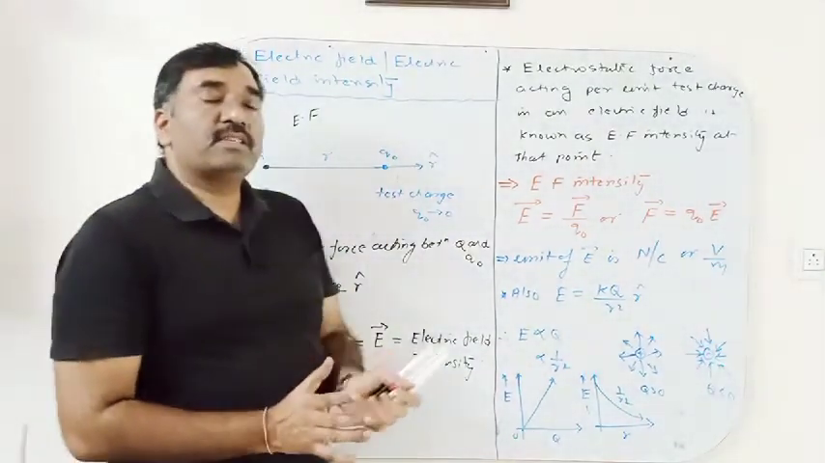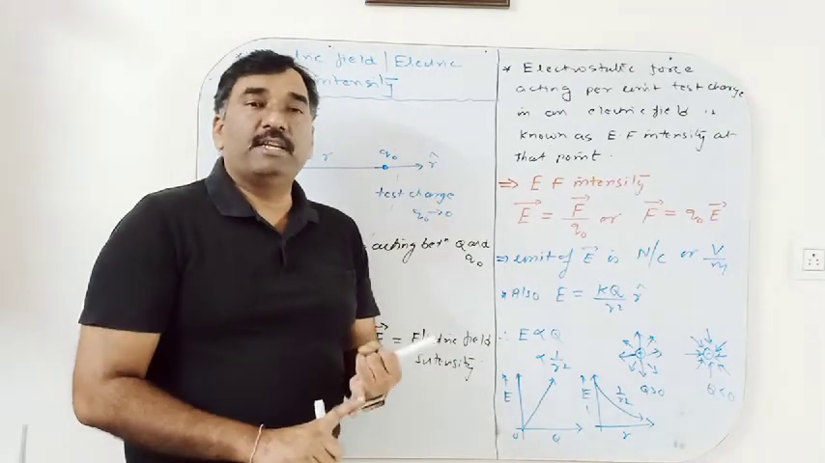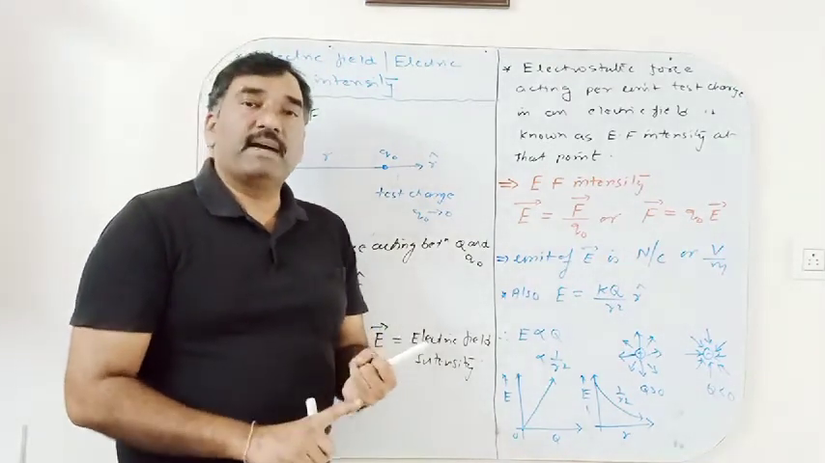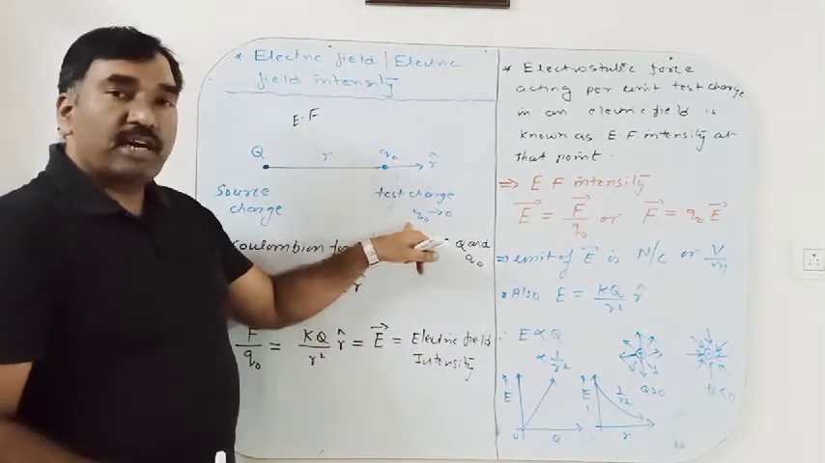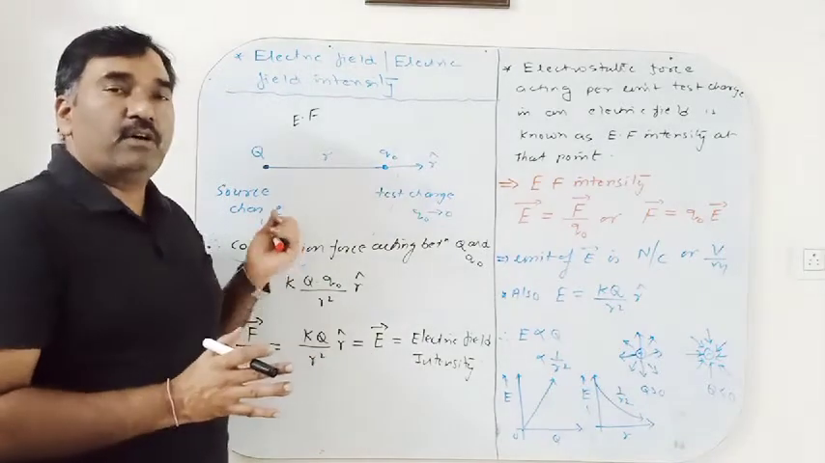A region around a charge or system of charges where its presence can be felt or experienced. Electric field is produced by source charge but determined by the test charge. Test charge should tend to 0, otherwise it will disturb the original electric field of a source charge.